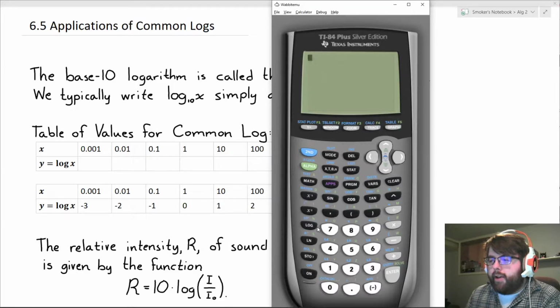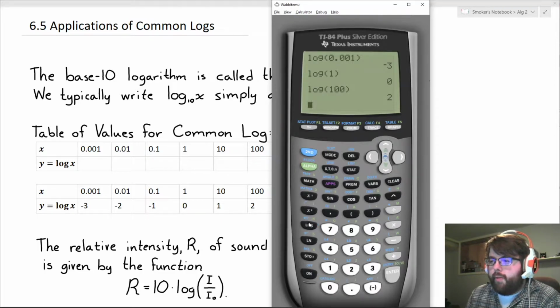So on your graphing calculators, there's a log button here. See this log button? There's no base. That is the common log. That means it's base 10. So if I would try any of these numbers, I would get what we got for the value. 10 to what power gives me 0.001? Negative 3. Log of 1 should get 0. Log of 100 should get 2. So that's what that button is, base 10.